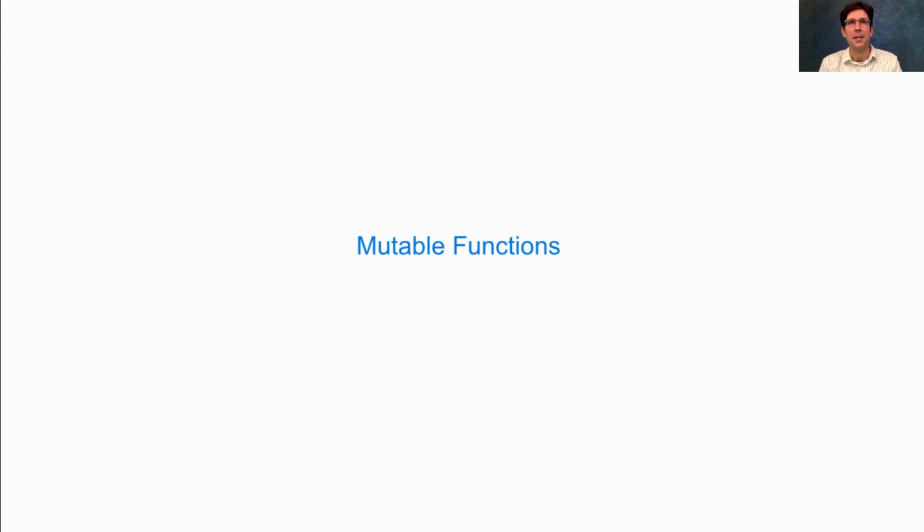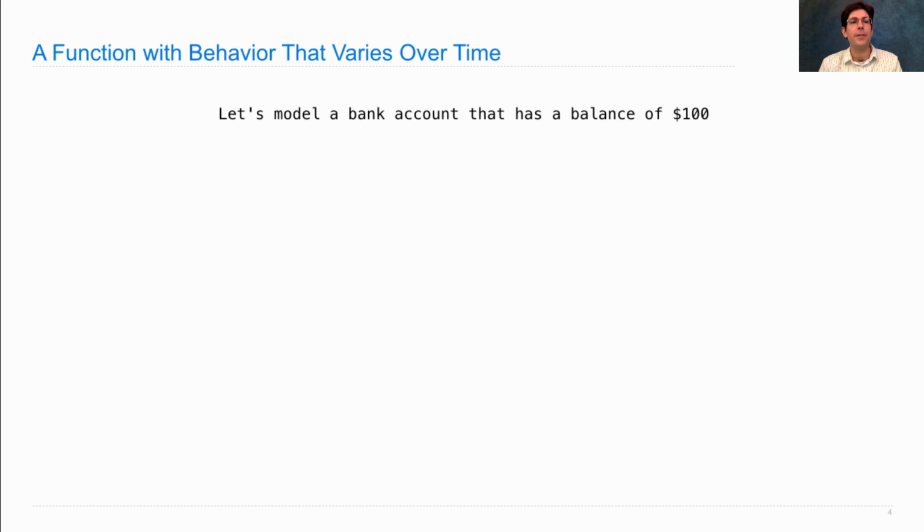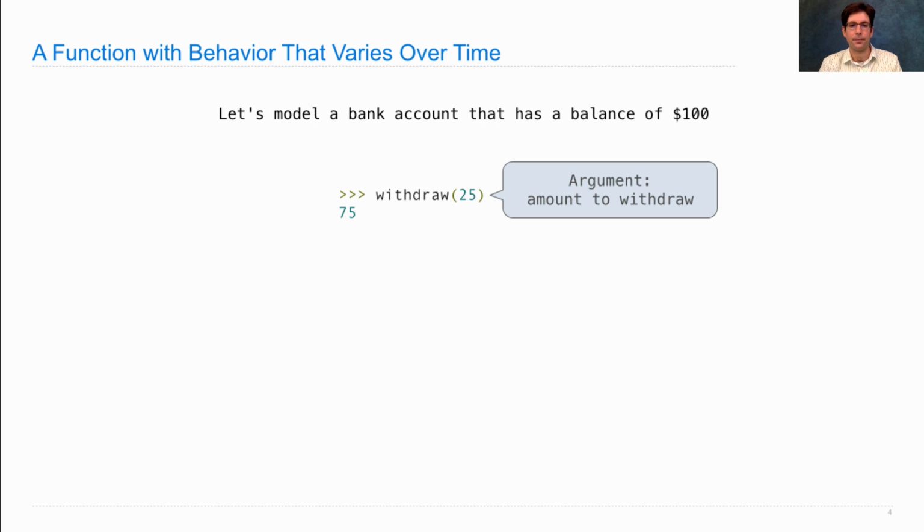Mutable functions are functions that have data associated with them that changes. So here's a function with behavior that varies over time. It's a model of a bank account that starts out with a balance of $100 in it, and using a function called withdraw, we're going to withdraw money from the bank account. So calling withdraw of an amount 25 will return the balance that remains in the bank account. We started with 100, now we're down to 75.